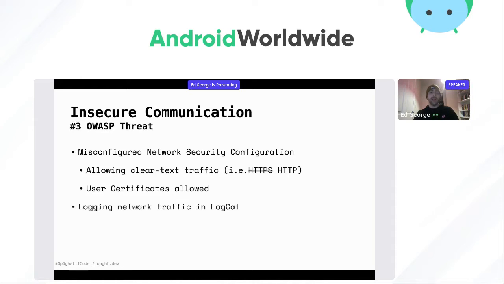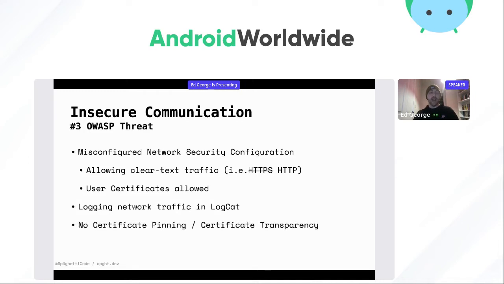Another kind of aspect of insecure communication that we often forget about is our logging. I've had apps on my phone when I've plugged my phone into Android Studio where I've seen the full network traffic of an application print out in a production version of the app. Please don't do that. That is really insecure and not a good idea.